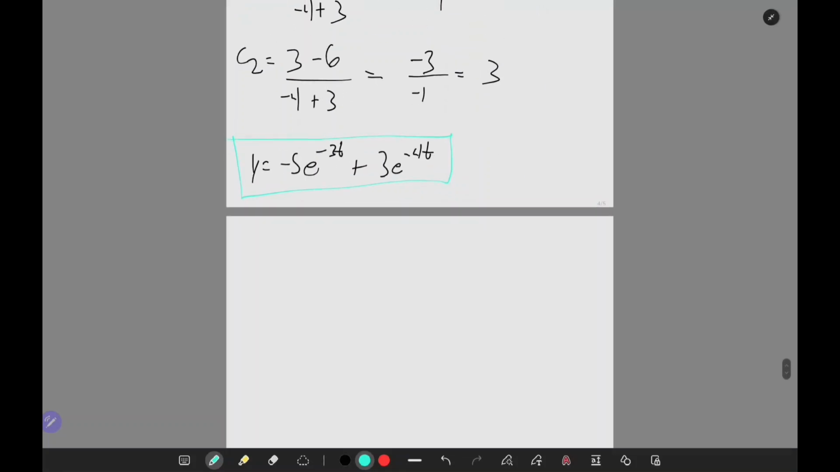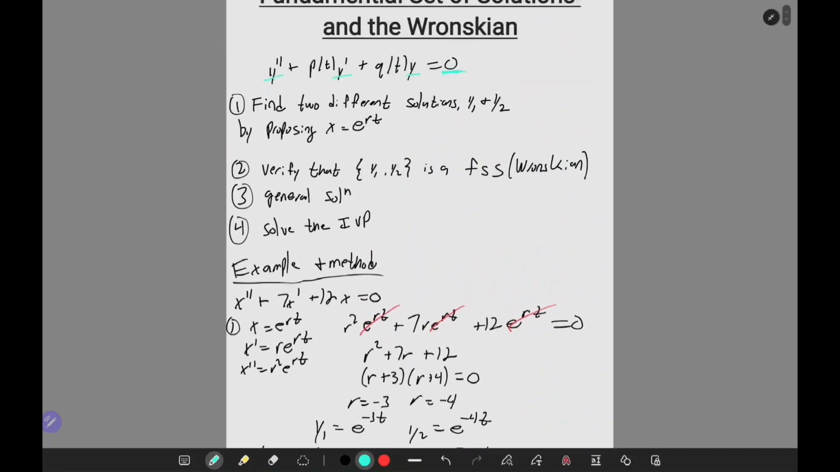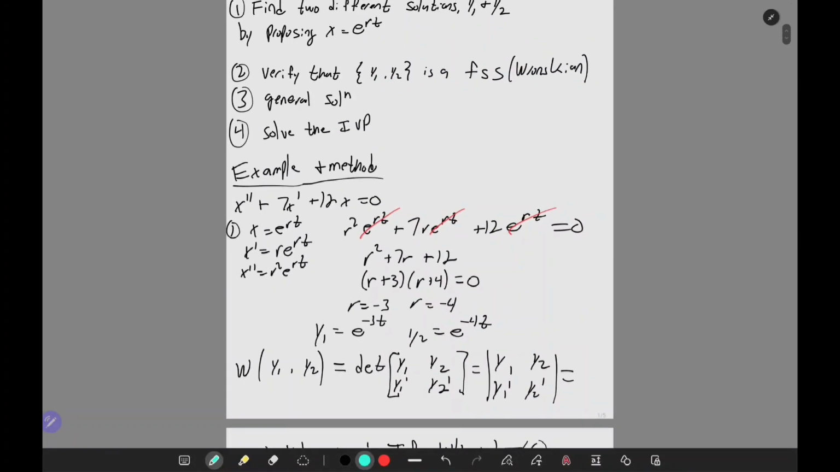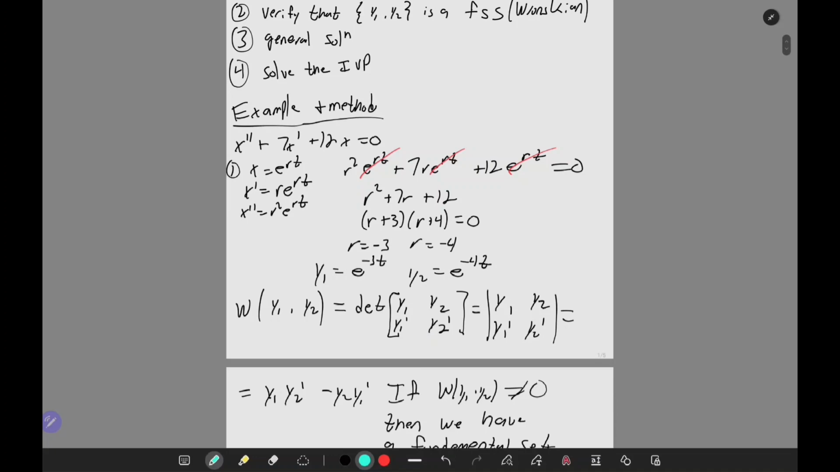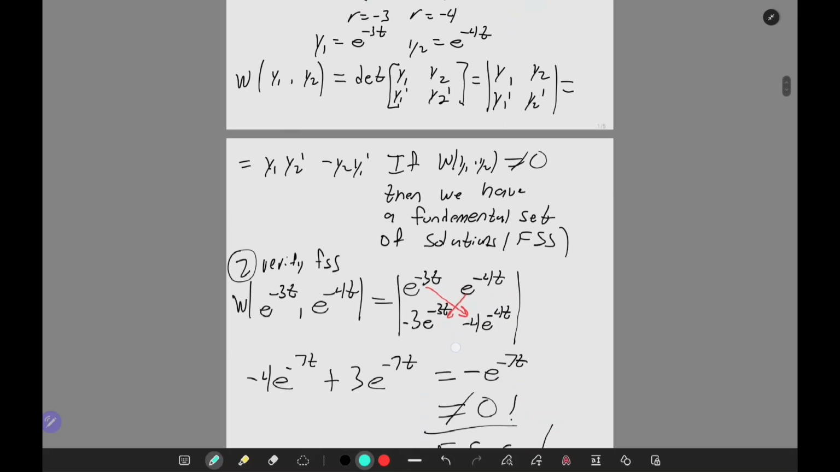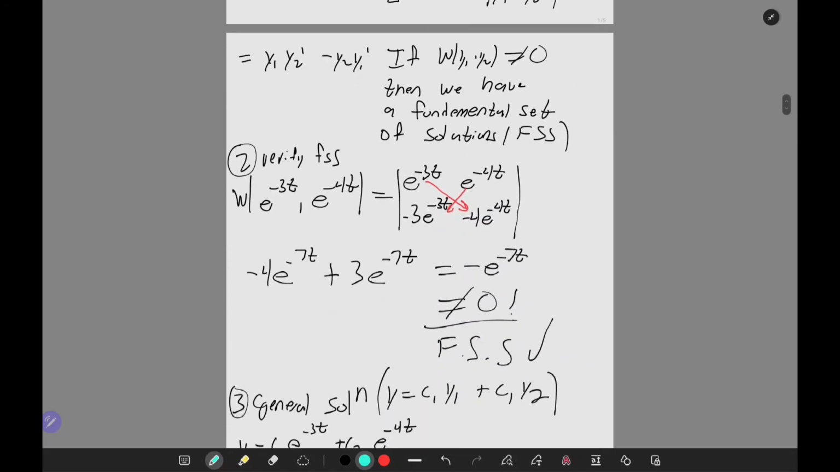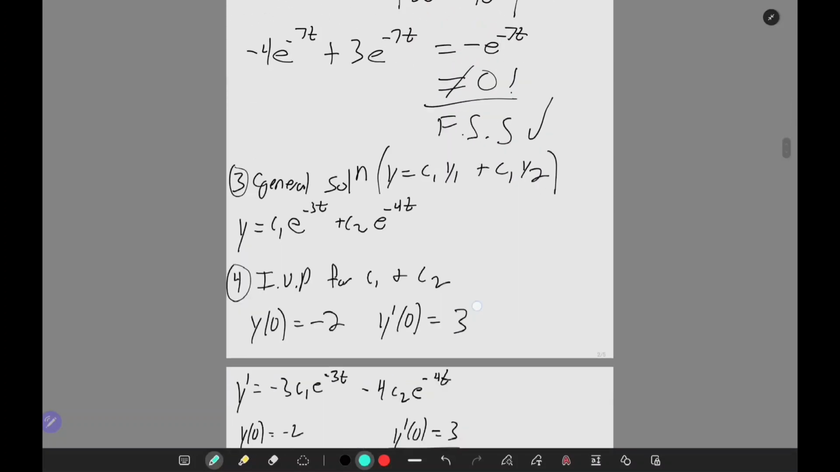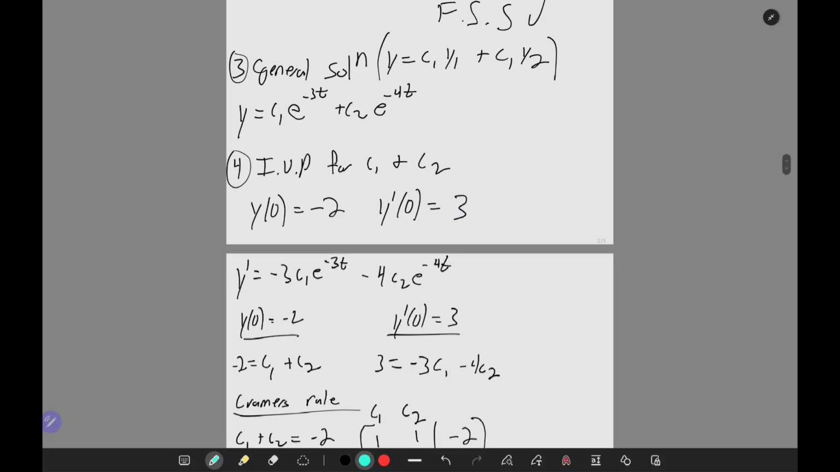So just a quick overview here. The first step is you propose x equals e to the rt to solve for y1 and y2. Then you take the Wronskian, which is basically just the determinant of the two solutions. And if the Wronskian is non-zero, then we have a fundamental set of solutions, right? That's what we found. Step 3, we can write down our general solution. And step 4, you solve the IVP.